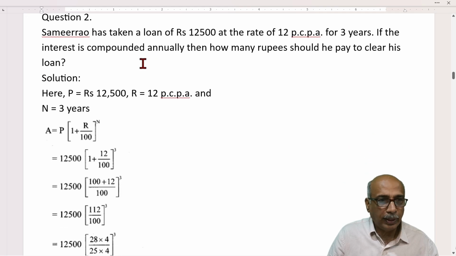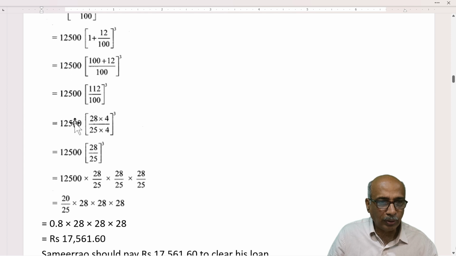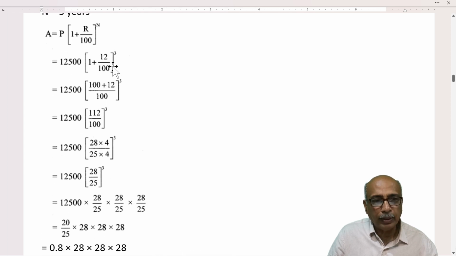Next question. Samir Rao has taken a loan of rupees 12,500 at the rate of interest 12% per annum for 3 years. If the interest is compounded annually, then how many rupees should he pay to clear his loan? So what you have to calculate here? A only. P is given as 12,500. Rate of interest is given as 12 PCPA. N equals 3 years. Formula is A equals P into (1 plus R upon 100) raised to power N. Substitute the values of P, R, N, and calculate.